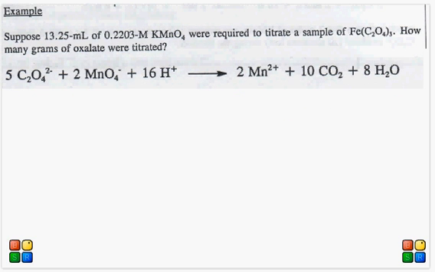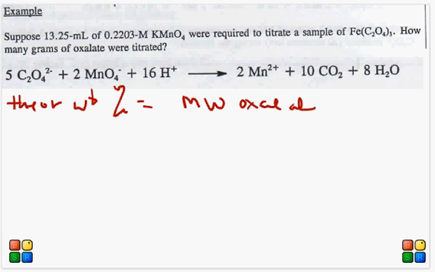Now, for theoretical weight percent, this is very important to know, you guys. A lot of times when people talk about theoretical weight percent, they say, oh, we just have the molecular weight of oxalate divided by the molecular weight of the coordination compound times 100, and that's your answer. No, that is definitely not it at all. Anyways, your coordination compound is FeC2O4, right?